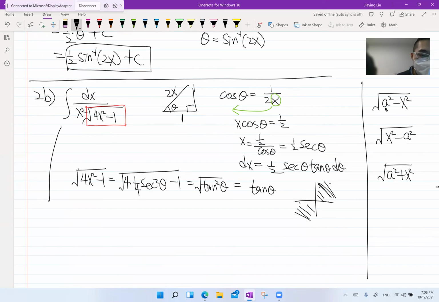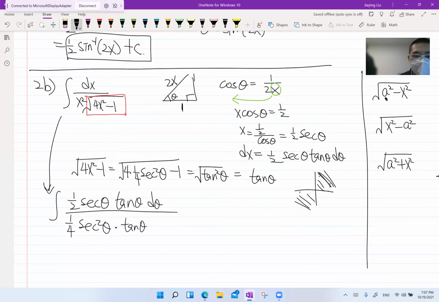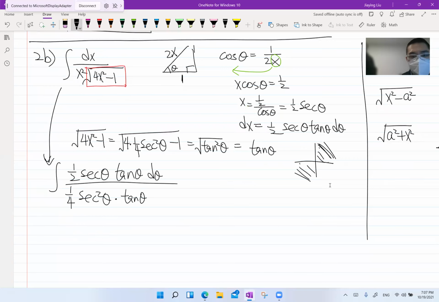And then now I can rewrite the integral. Which is dx. I have it as 1/2 secant theta tangent theta d theta. Divide by x squared. That's 1/2 squared, so that's 1/4, and the secant squared theta. And then the square root part just gives me tangent theta. And we can cancel a few terms. The tangent goes away. One of the secants will go away. The constant is 1/2 divided by 1/4. That's 1/2 times 4. That's a 2.